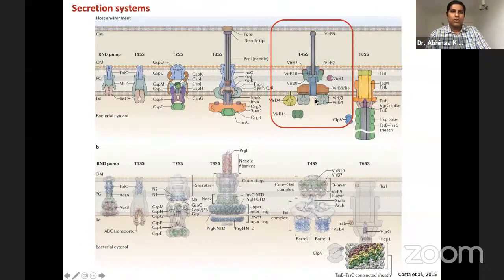So what we are working on, as I said, are these wider sections of secretion systems, which are massive protein assemblies spanning two membranes, the inner membrane and the outer membrane. There are a few of them here, type 1 to type 6.